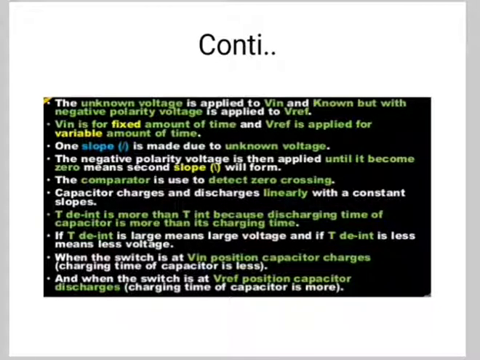When the switch is at the V in position, the capacitor charges, that is, the charging time of the capacitor is less, and when the switch is at V reference, in that position the capacitor discharges, that is, the discharging time of the capacitor is more.